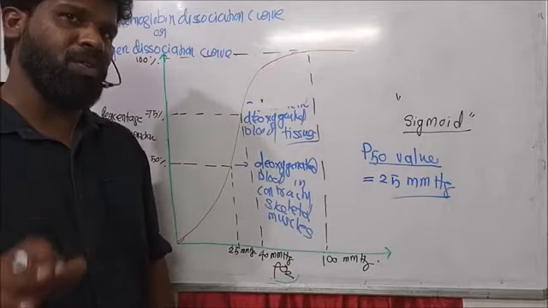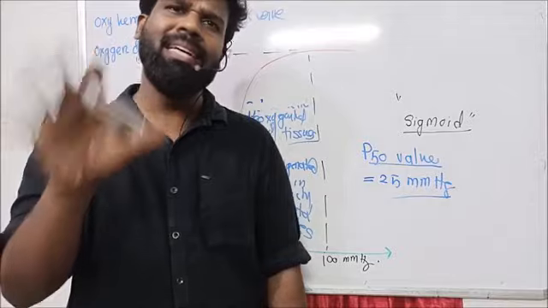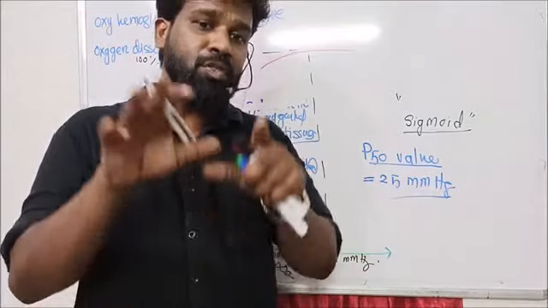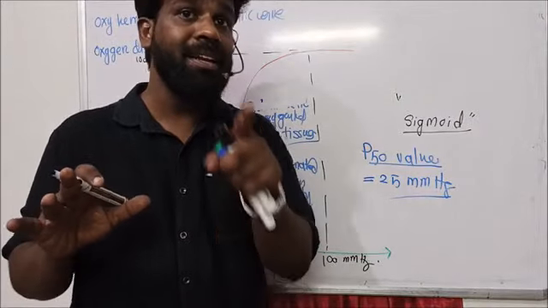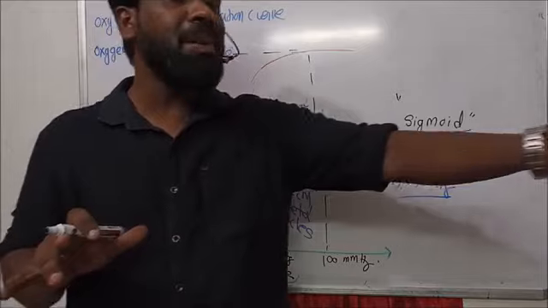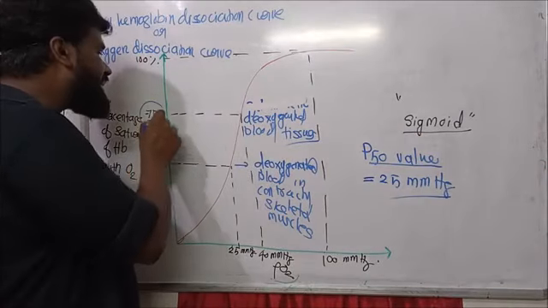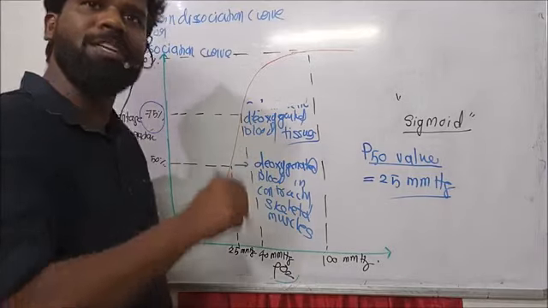That means we know under the normal physiological condition, every 100 ml of blood delivers only 25% of oxygen to the tissue. That means 100 ml of blood can carry 20 ml of oxygen. Among the 20 ml, only 5 ml of oxygen is delivered to the tissue. That means 75% of hemoglobin is saturated with oxygen in the systemic tissue also.